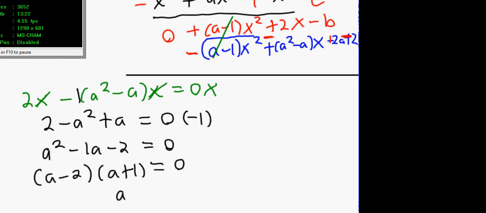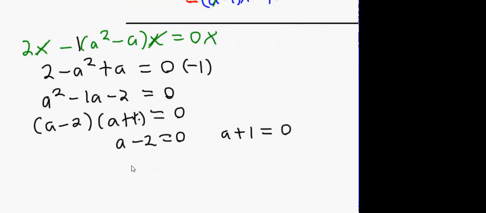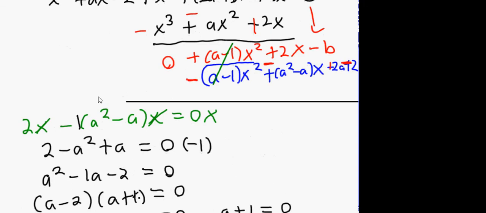Now, what we're going to do next is solve this equation. And when we solve this equation, what we're going to get is a minus 2 equals 0, or a plus 1 equals 0. A therefore is 2, and a is equal to minus 1. That means we're doing well, because it said values in the question. It said the plural, so that means we're in a good place with this.